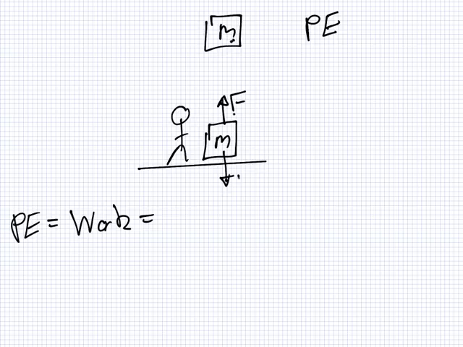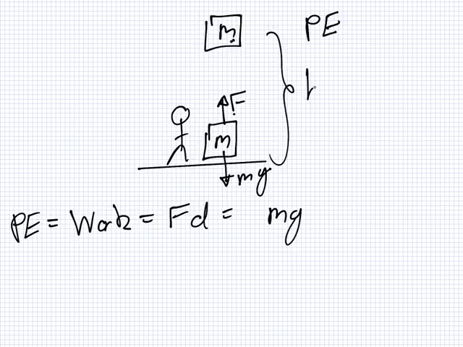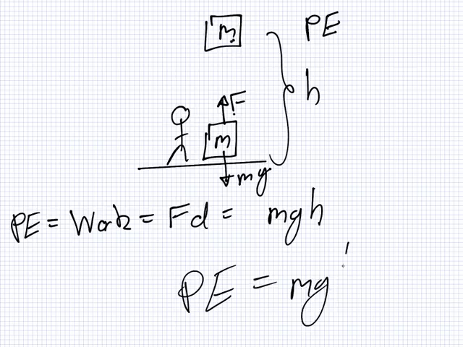This has a weight of mg. So what is the force required to move this steadily up? mg, at least mg. So if you want to move this up, how much force do you need? A bit more than that, but we'll just say mg. What is the force? mg. And if you moved it up, the distance is h. So potential energy is mgh.